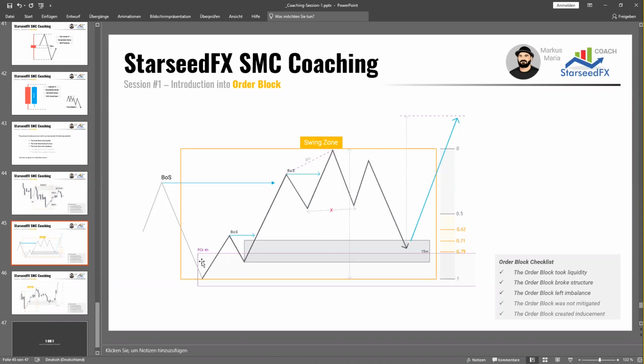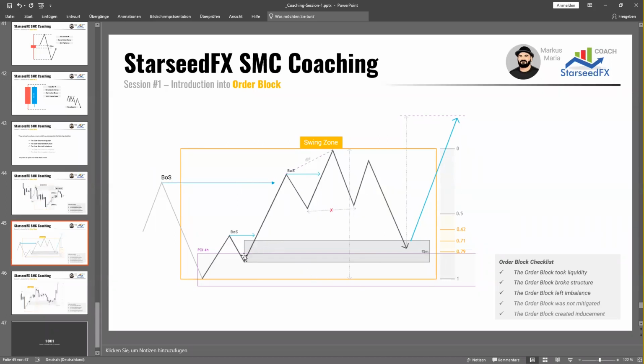And then you would have a look at, did it start from a POI, for example, a 4-hour? What kind of order blocks did it create? And you go through the checklist again. Did it take liquidity? We don't know because we don't see it here in the past, and it's theoretical. Did it break structure? Yes, it did. It broke this swing structure here.